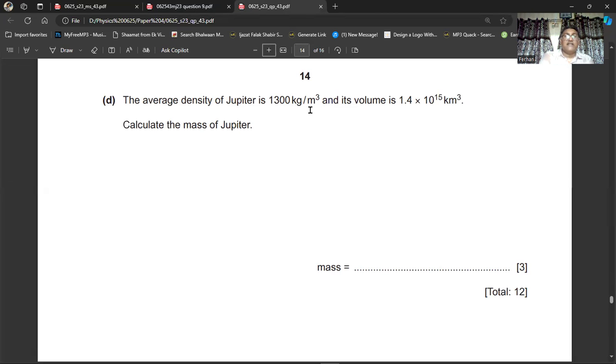If you look at the unit of the volume here, that is meter cube. The unit of the volume here is kilometer cube. The units are not consistent with each other. So what I will do, I will convert this kilometer cube into meter cube. In 1 kilometer, there are 1,000 meters. So if you want to convert kilometer cube into meter cube, you will multiply by 10 raised to power 9. Then this volume will be converted into meter cube.